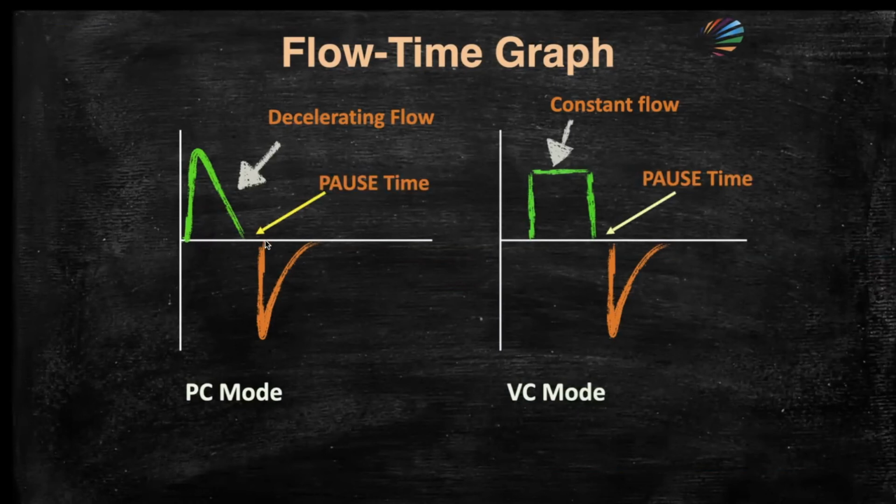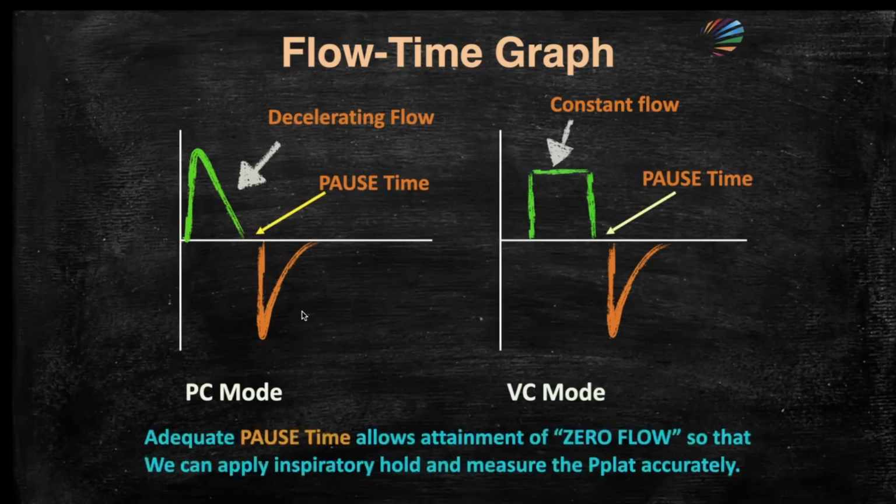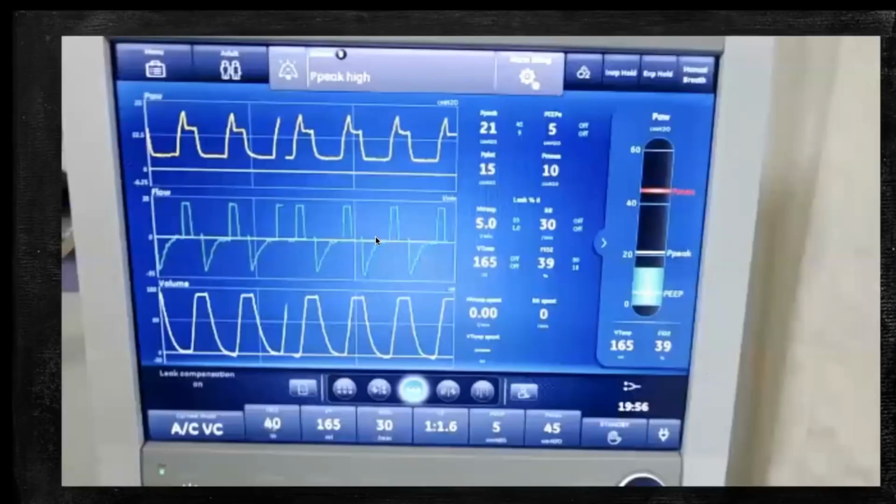The I time should be in such a way that the flow touches the baseline, and then expiration should start. This gap, with flow reaching the baseline during inspiration and then expiration starting a few milliseconds later, is called pause time. You should have sufficient pause time. Adequate pause time allows attainment of zero flow, so that we can apply inspiratory hold and measure the Plateau pressure accurately.